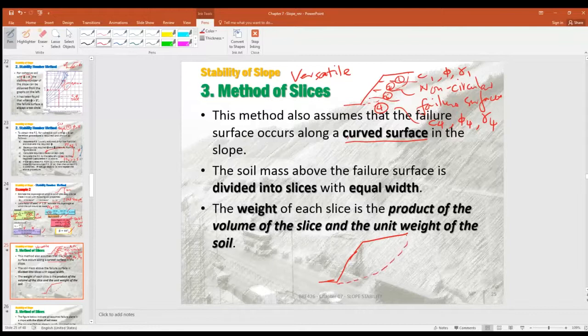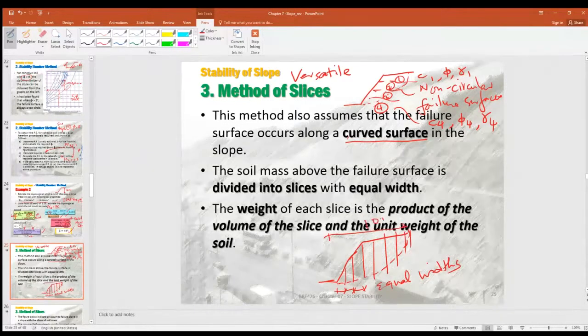So you got a failure surface here, divided into equal width. All the widths are equal. So if it is 10 meters, and there are 10 strips, each one will be 1 meter wide, right?